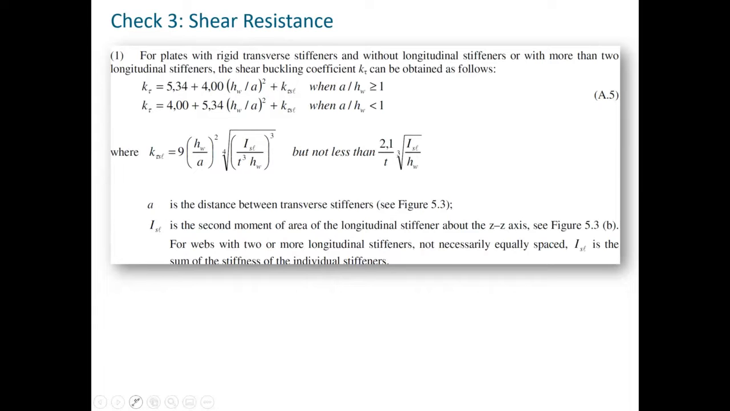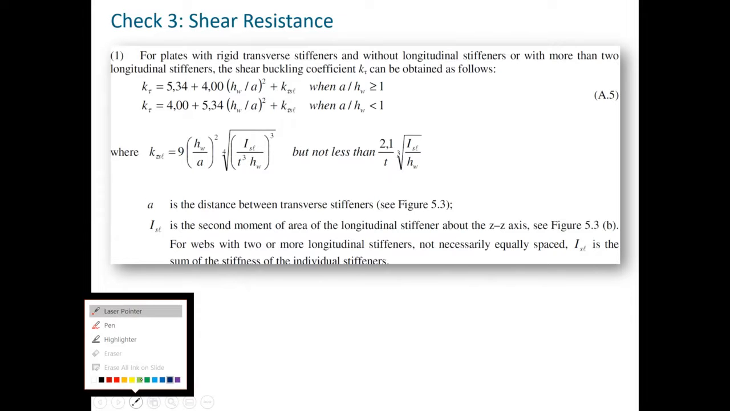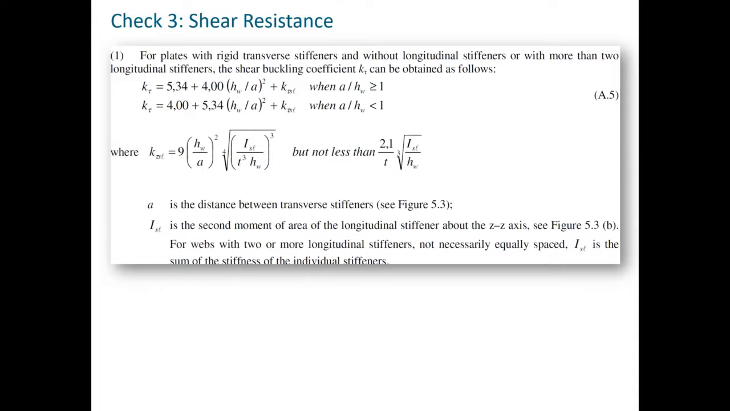So last time we had the spacing of the stiffeners as 1250. This time, for panel 1 in the middle and panel 4 in the middle, it's 1600. The other panels are 1400 apart. So we need to work out what the k tau is for those. So that's what we're going to do now. Okay, so this is equation A5.